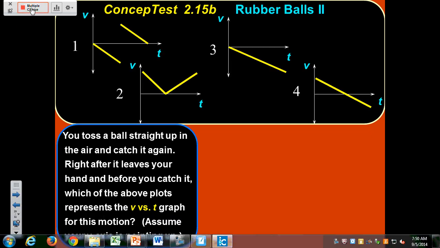All right, you toss the ball straight up in the air and catch it again. Right after it leaves your hand, before you catch it, which of the above plots represents speed versus t? Just throwing something up in the air and it comes back down again.